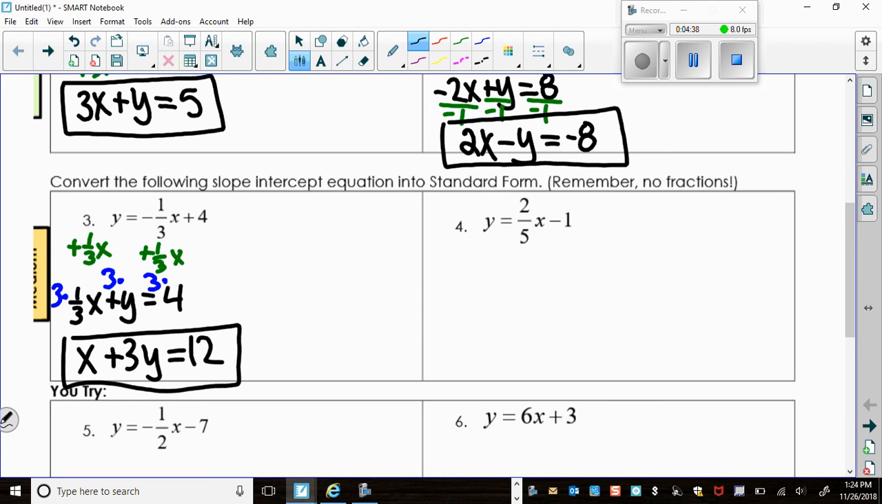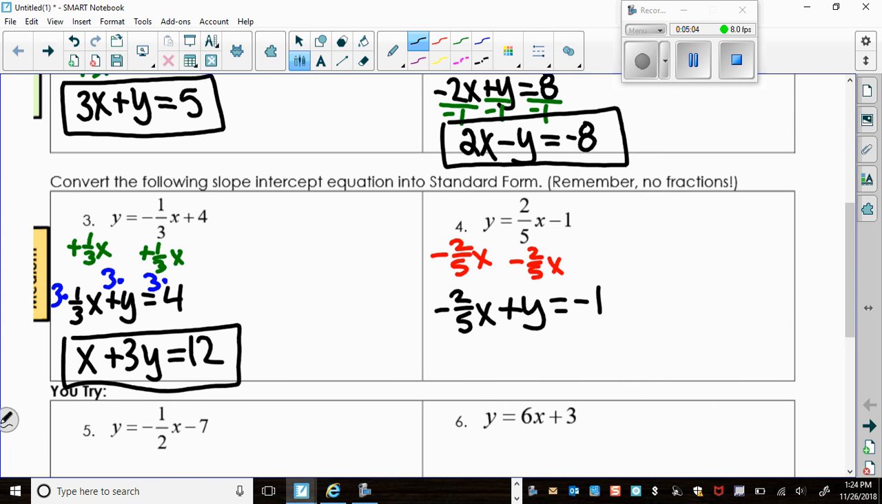Okay. And then our last equation for this video is number 4. I'm going to subtract 2/5 x, I don't know why I said y, from both sides. And I'm going to have negative 2/5 x plus y equals negative 1.